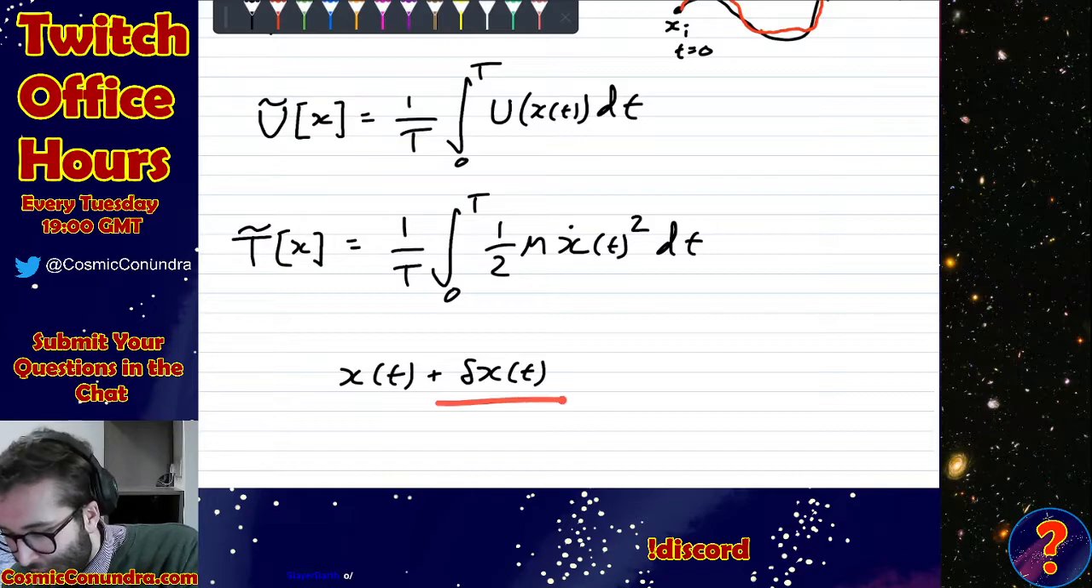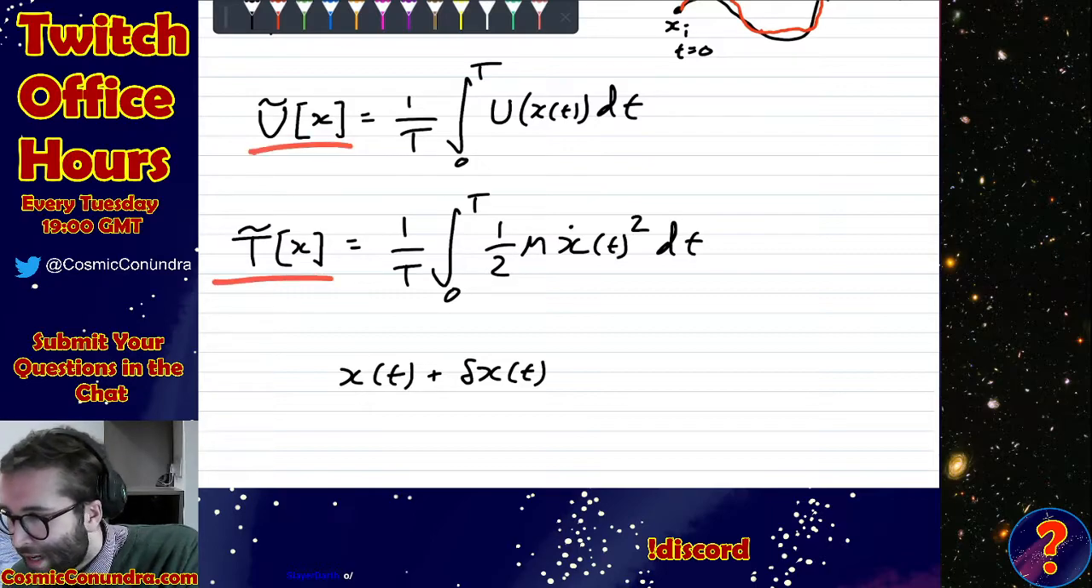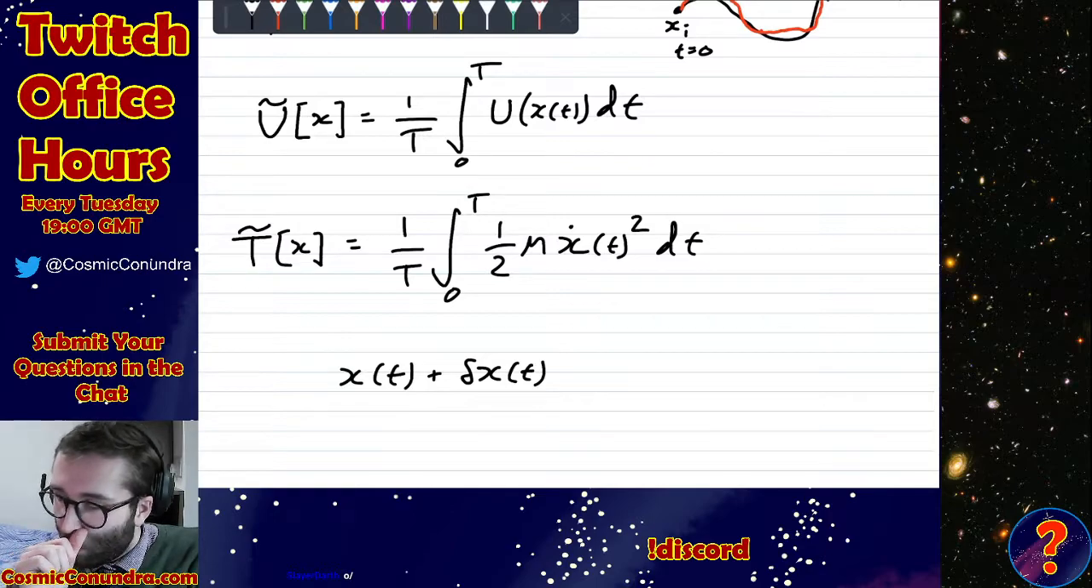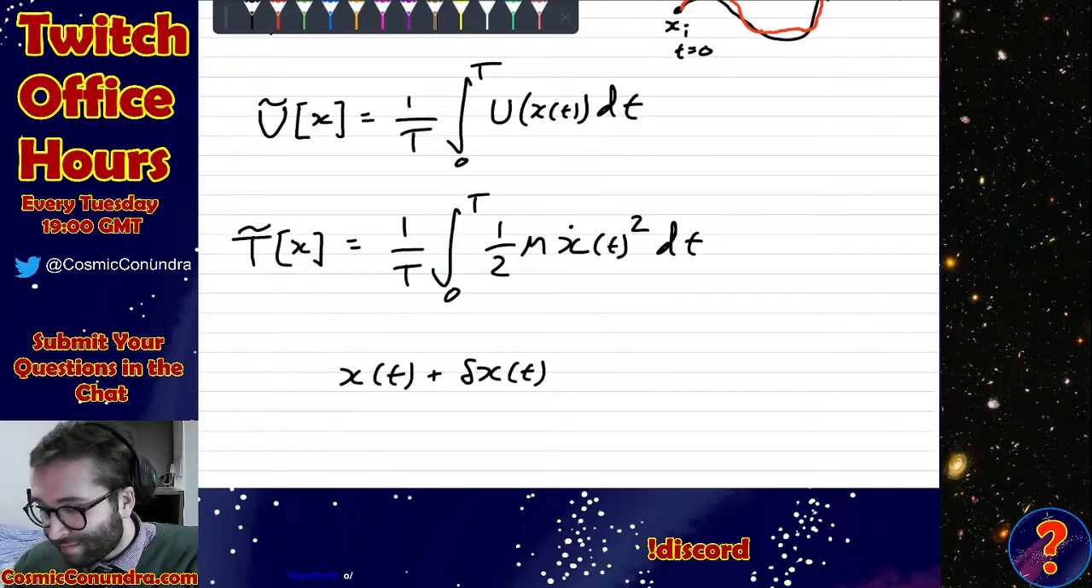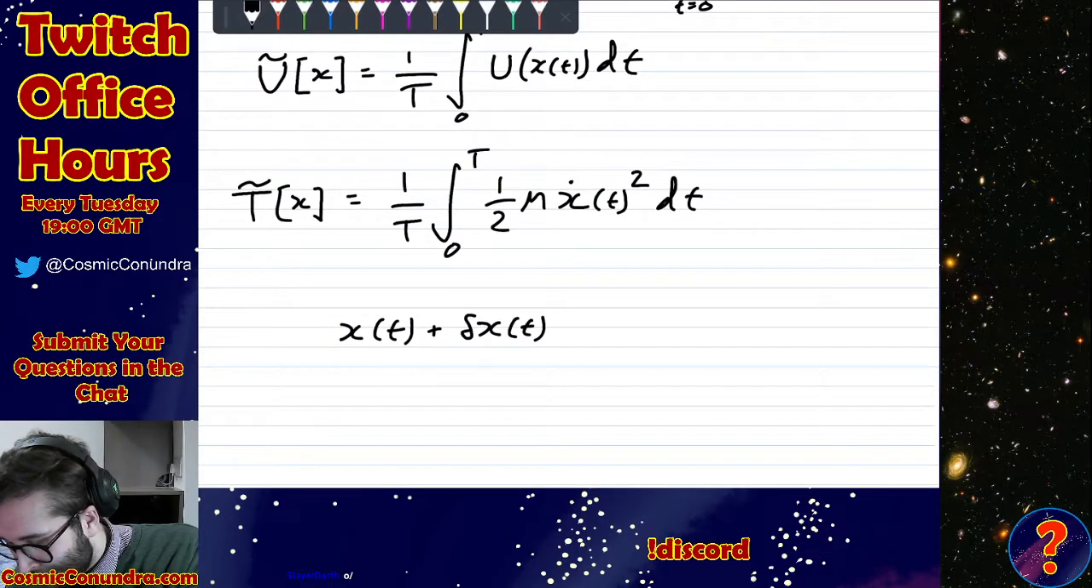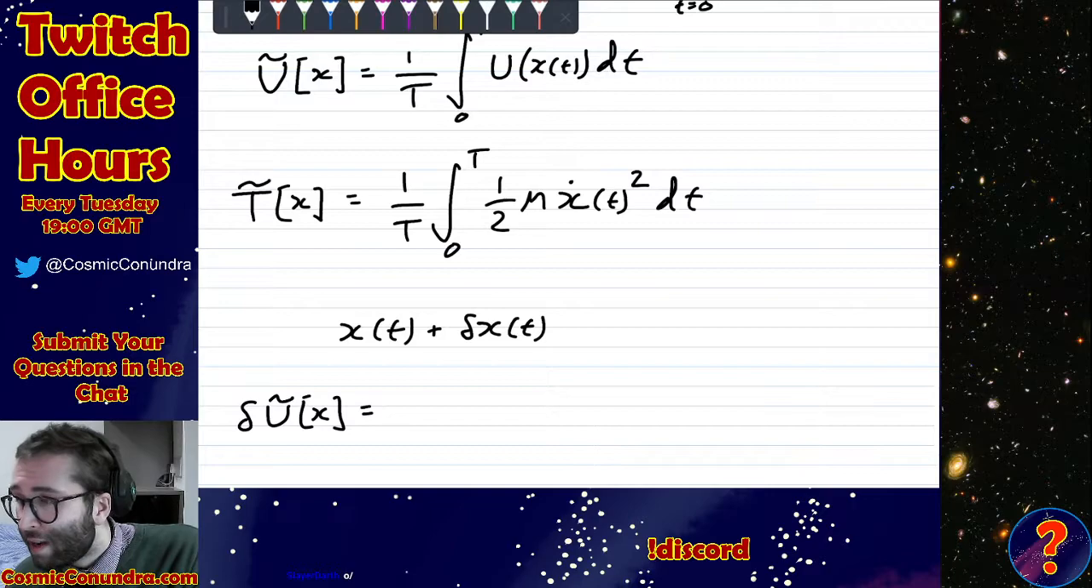When I do this wiggle to the path, that will also induce a wiggle in the potential and the kinetic energy, or rather the average potential and the average kinetic energy. So I want to find, given I do this wiggle, what is the corresponding wiggle in the potential and kinetic energies. So let's first find the wiggle in the kinetic energy. Sorry, I mean the potential energy.